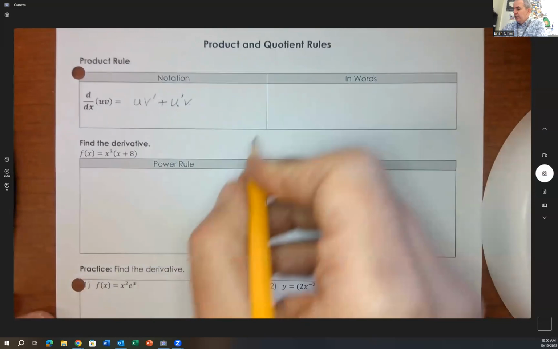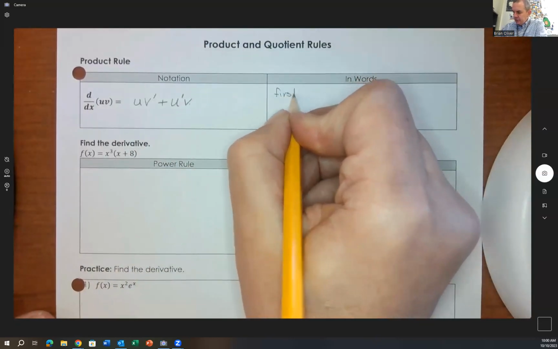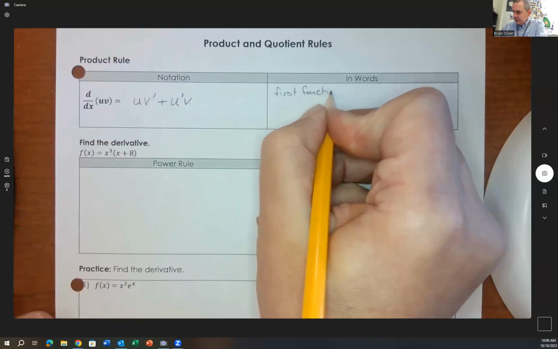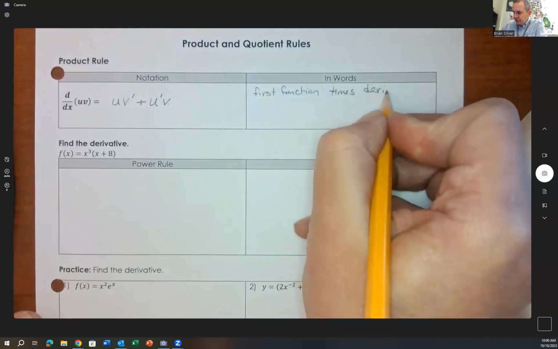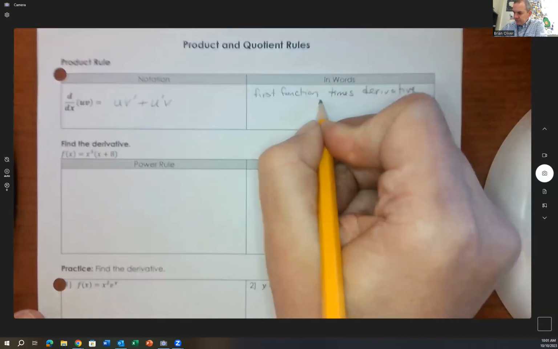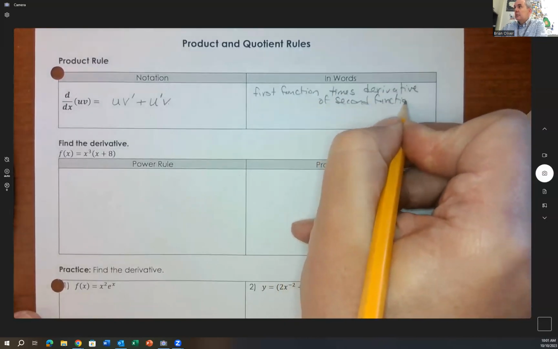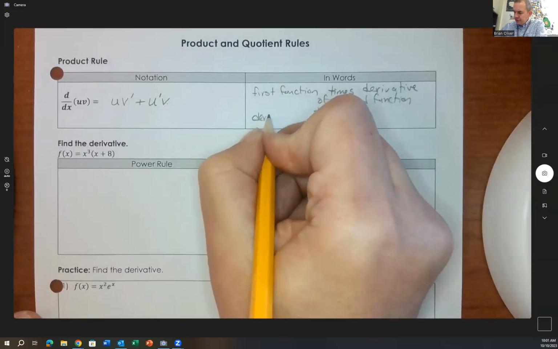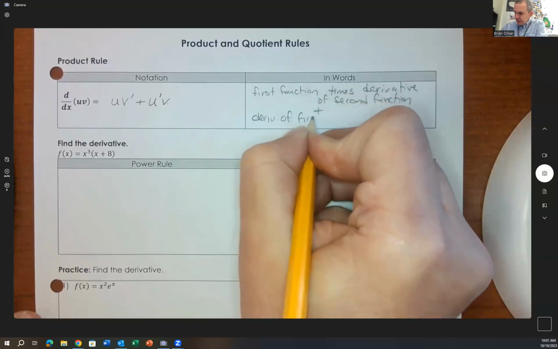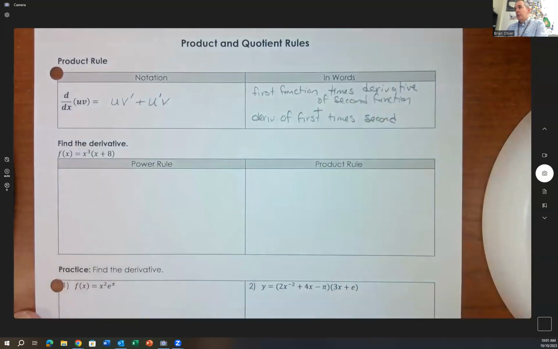So in other words, the way we take the derivative is we're going to take the first function times the derivative of the second function plus the derivative of the first times the second. So in other words, let me kind of show you the way this works.